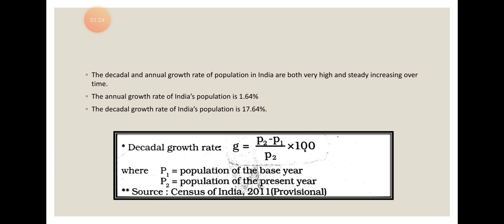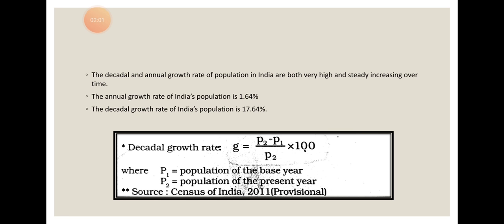Now the growth can be calculated by the annual growth and the decadal growth. Annual growth means the year-wise growth, and decadal growth means the growth calculated over the last 10 years. The annual growth rate of the population of India is 1.64%, according to the 2011 census. And the decadal growth rate of India's population is 17.64%, also according to the 2011 census. This is the actual growth rate between the last 10 years, that is 2001 to 2011.